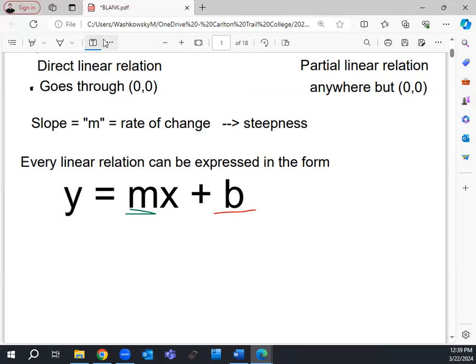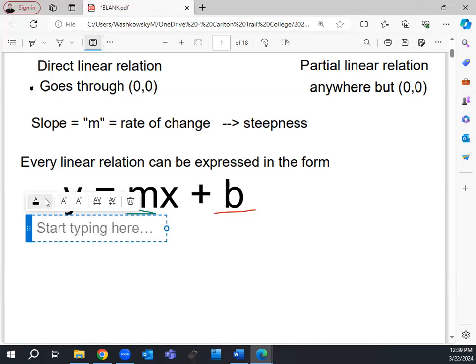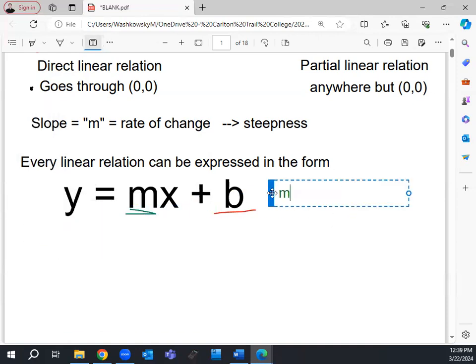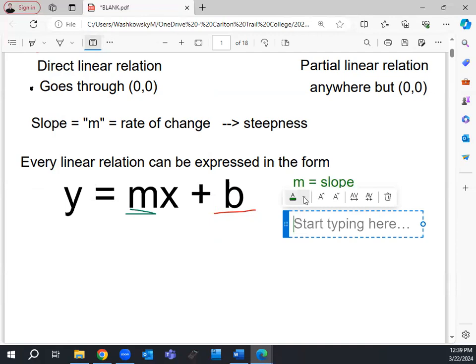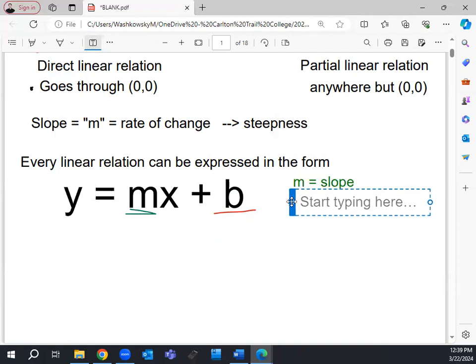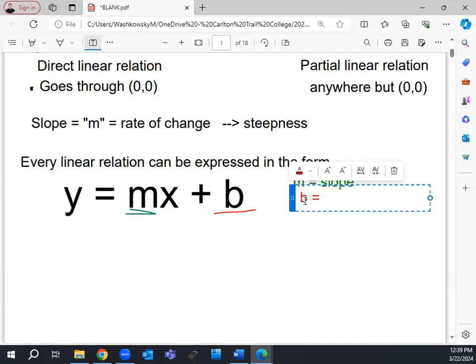So everything is expressed in y equals mx plus b. And what we know is, I'm going to move this over here. Again, whatever works for you. But m is equal to our slope, right? Whatever that slope is, the steepness of it. And we also know that b is equal to the y-intercept.